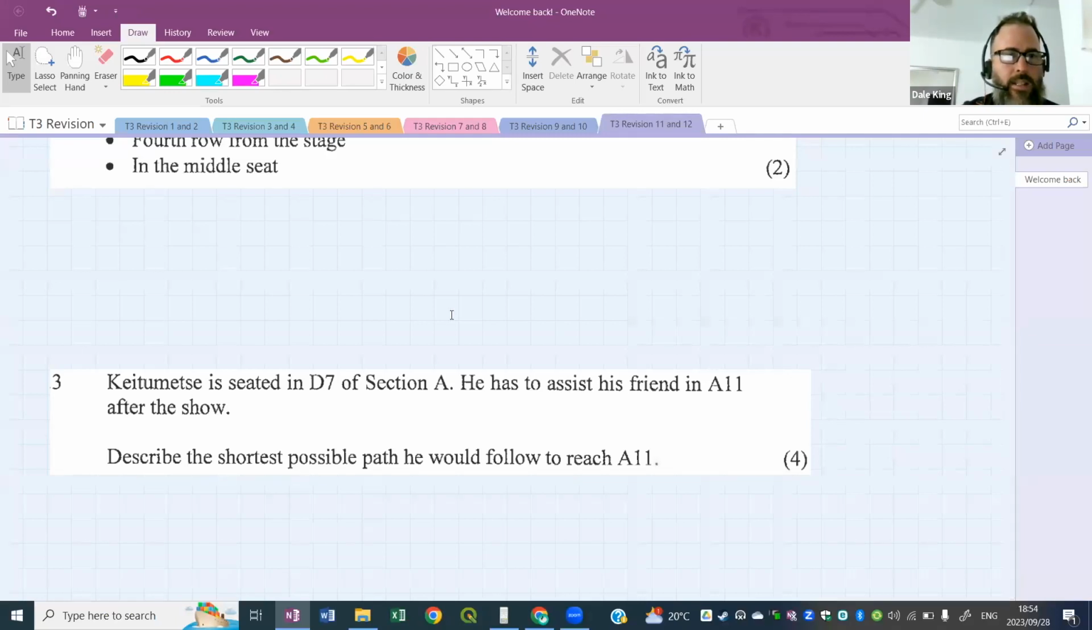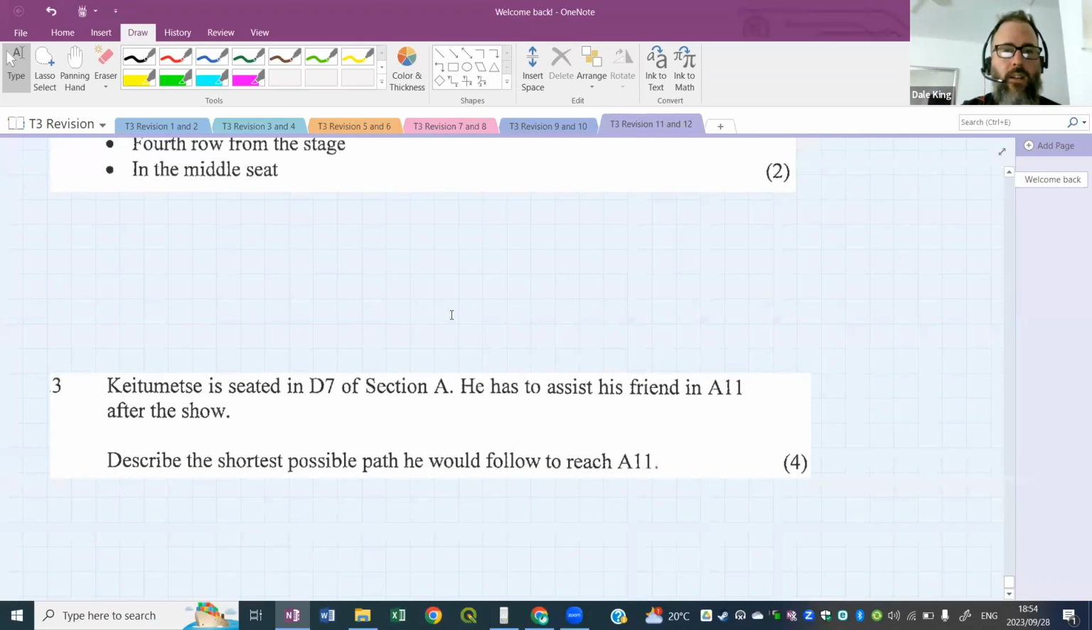Ketumetse is seated in D7 of section A. He has to assist his friend in A11 after the show. Describe the shortest possible path he would follow to reach his friend in A11. So he's in D7 in section A. He has to assist his friend in A11. I'm assuming that's in the same section. So he's in D7. His friend is in A11. He needs to reach his friend.